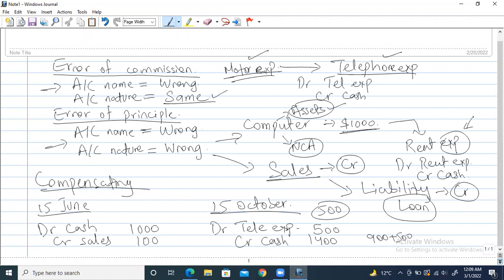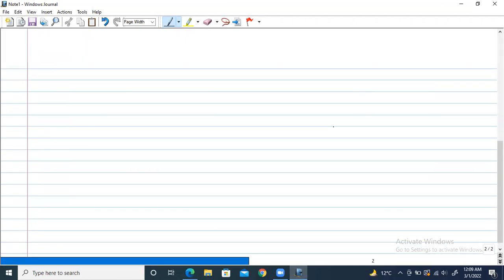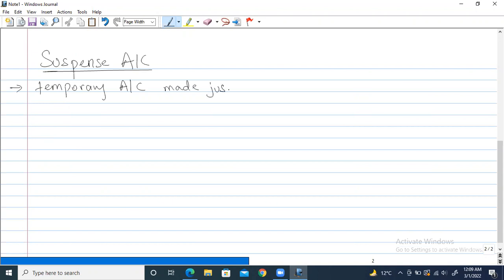Let's make short notes of the suspense account as well. There are 2 or 3 or 4 things to understand. First of all, I'll write the definition over here, suspense account. This will also be a kind of recap. So this is a temporary account made just to balance.